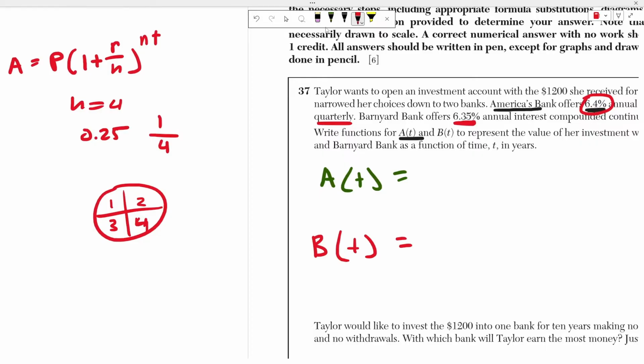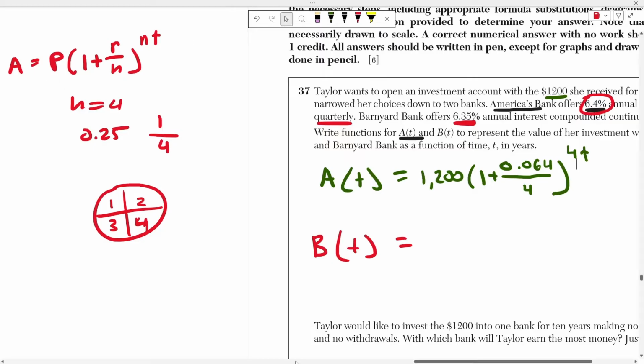In the problem, we know that she started off her account with $1,200. That's her initial amount. That's what P represents. So if we represent this as a function, all we need to do is just plug in the values that we already know. So A of t is going to equal $1,200 times (1 plus our interest rate, which is going to be 0.064 divided by n, which is the amount of times it's being compounded, which we already said was 4), raised to the power of 4 times t, where t is the amount of years that pass.